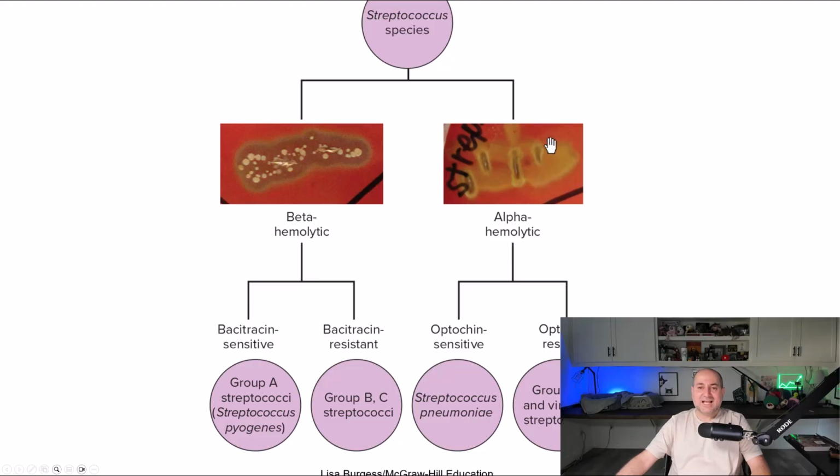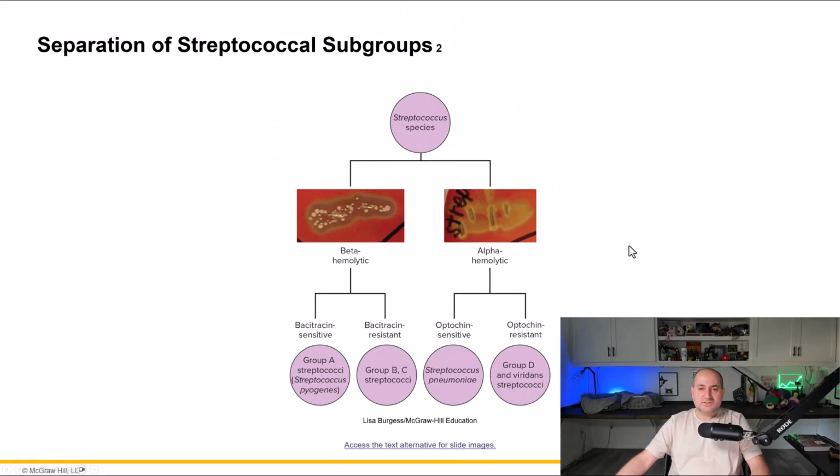Now, if it's alpha hemolysis we're talking about, that means the bacteria partially ruptures the red blood cells on a blood agar plate. Then we must do another antibiotic test, optochin. If it's optochin sensitive, it's Streptococcus pneumoniae. If it's optochin resistant, then it's a group D and viridans streptococci. So again, this is kind of the flow chart for identifying strep species, I should say.